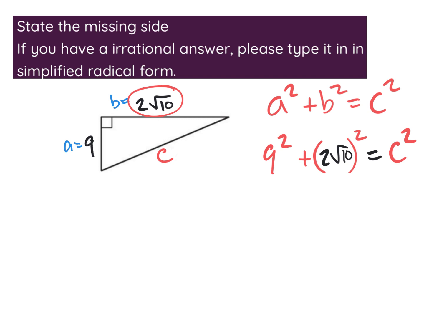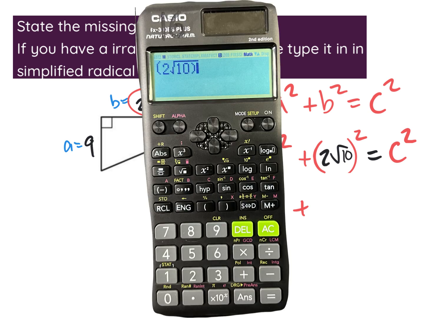So 9 squared, that's easy, that's 81. And plus, what is 2 square root of 10 squared? It's a little complicated, but let me show you on a calculator. Be very careful when you type this in. You see, I type in the open parenthesis, and I type in 2 square root of 10, and I try to close parenthesis, but look at this problem. When I close it, it closes it inside the radical, and you don't want it inside the radical.